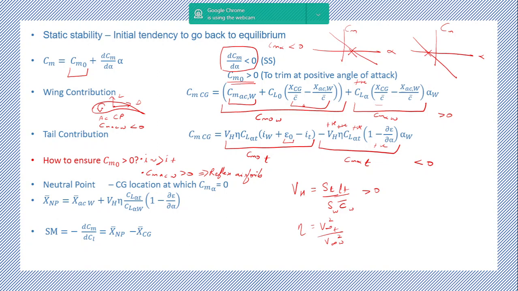Okay. So now the formula that we used to calculate that was given here, where XACW has a bar above, so that means it's divided by the mean aerodynamic chord, and the quantity which represents the stability of an aircraft is given by static margin. Static margin is the negative of the slope of the CM-CL curve. Okay, so for a stable aircraft, will static margin be positive or negative?